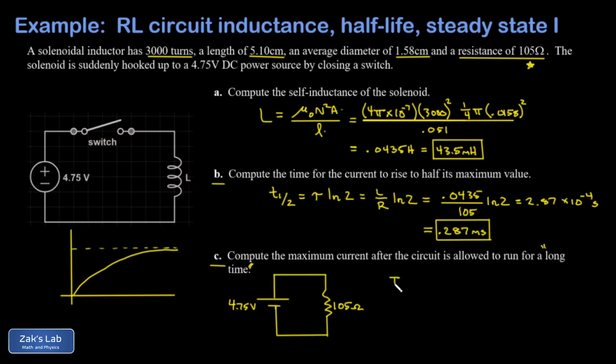We use Ohm's law to figure out what the current is in this circuit, and I is V over R. I'm applying 4.75 volts over a resistance of 105 ohms. And when I run the numbers on this, I get 0.0452 amps. And again, it looks better if we switch to milliamps. We get 45.2 milliamps, and we're done.